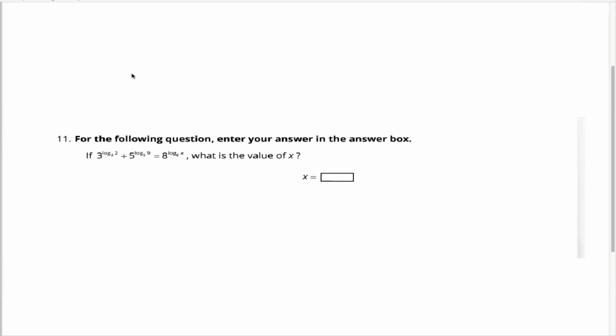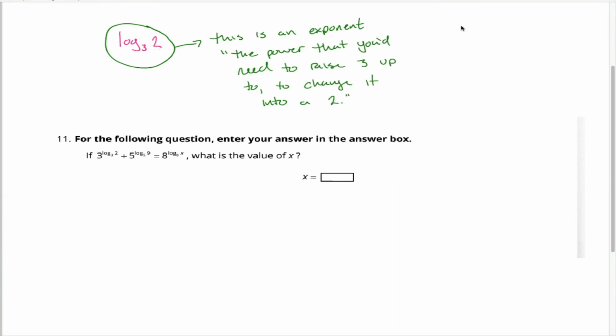The key thing to know about logs, like the log base 3 of 2, for example, is that this thing right here is an exponent. What do you mean it's an exponent? It's a power. Specifically, it's the power that you'd need to raise 3 up to if you wanted to change it into a 2. So picking some numbers that work out a little nicer, the log base 2 of 16, for example, would be equal to 4. Why? Because the exponent that you need to raise 2 up to, if you want to change it into a 16, is a 4. 2 to the 4th power equals 16.